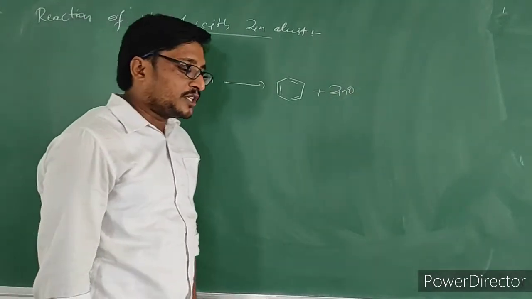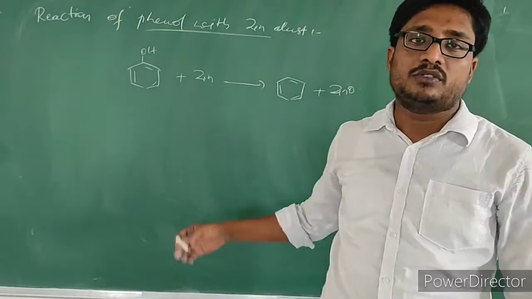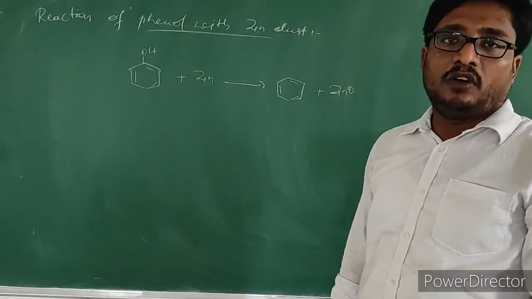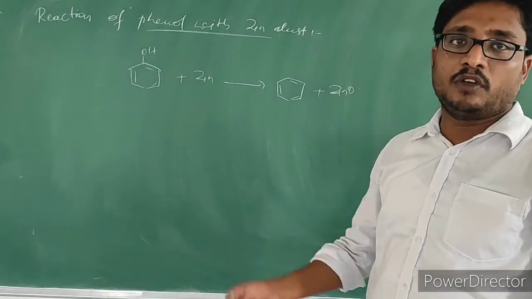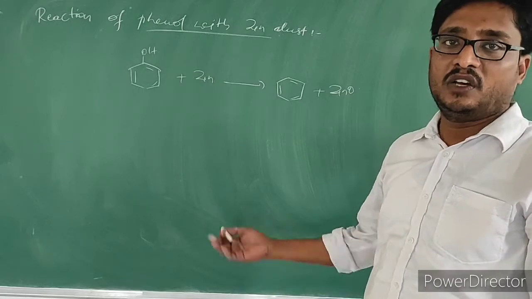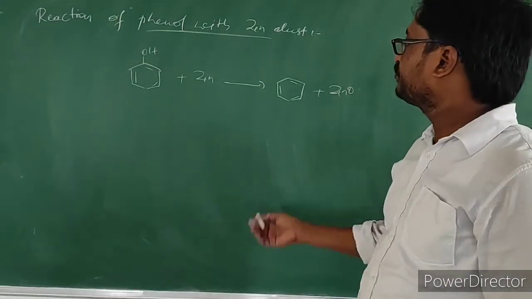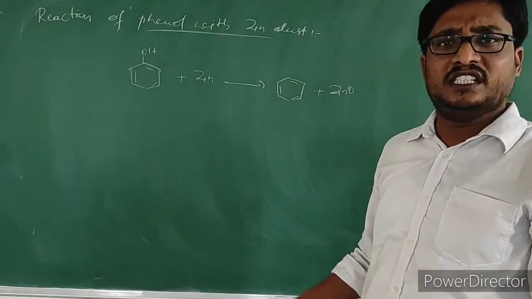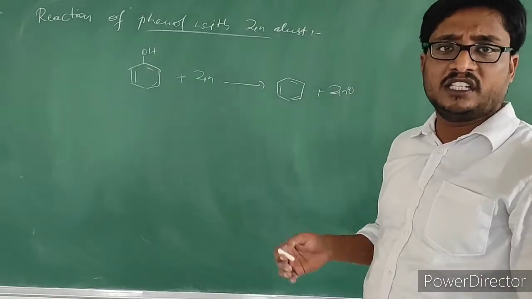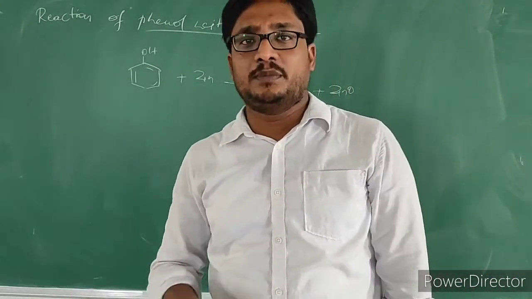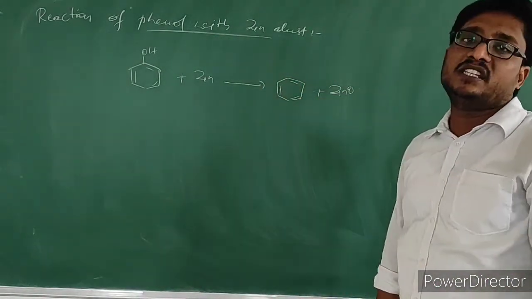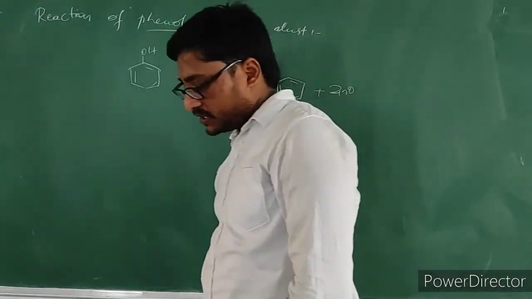So in objective questions we come across this. When phenol is treated with zinc, which of the following is the product? They will give us benzene, they can give us benzoquinone. In this way they will give the options. So remember that when we are treating phenol with zinc dust, oxidation of phenol takes place. When oxidation takes place, it results in the formation of benzene as the product. Please take this.